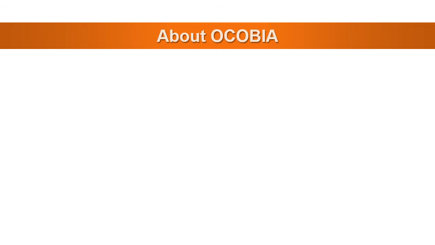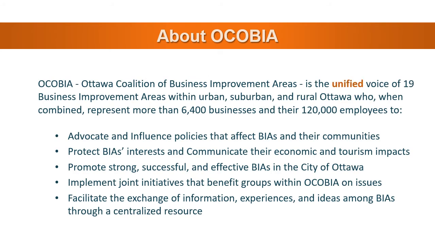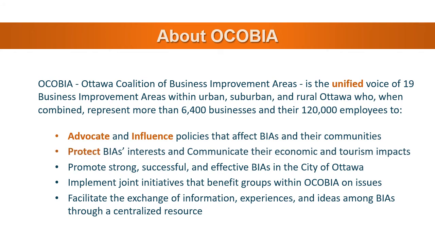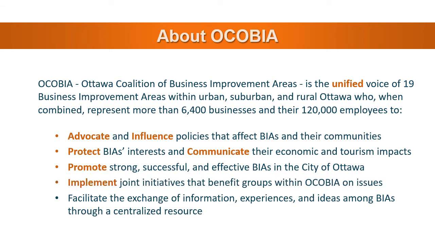OCOBIA is the unified voice of 19 business improvement areas within urban, suburban, and rural Ottawa, who, when combined, represent more than 6,400 businesses and their 120,000 employees, to advocate and influence policies that affect BIAs and their surrounding communities, protect the interests of BIAs and communicate their impact on local economies and tourism, promote strong, successful, and effective BIAs in the City of Ottawa, implement joint initiatives that benefit groups within OCOBIA on issues and projects, and facilitate the exchange of information, experiences, and ideas among BIAs through a centralized resource.